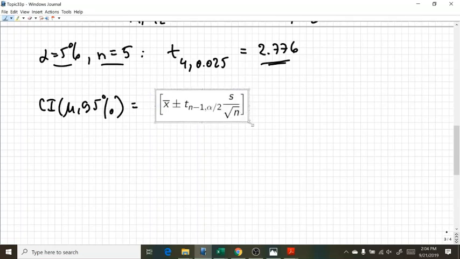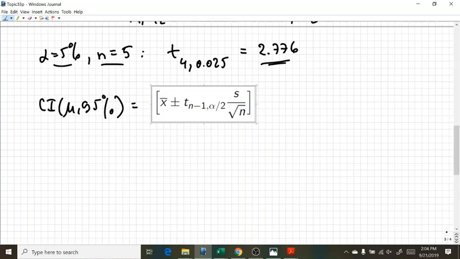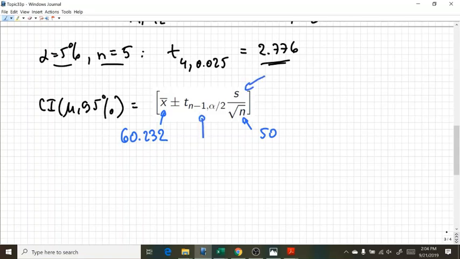Now, x bar, we already calculated x bar. This we know, right? We calculated above. It was 60.232. We know that the sample size is 50. We still need to calculate the sample standard deviation and the t value here. Now, n is, we said, 50. So the degree of freedom is 49. And what about alpha? Alpha, we said, is 5%.